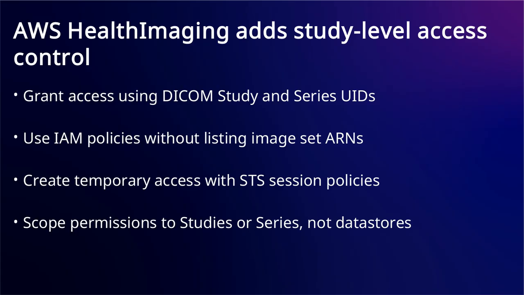You can create dynamic, temporary access grants using AWS STS session policies with low-latency authentication, enabling time-limited access for specific use cases. You can scope access grants to specific studies or series rather than entire data stores, providing protection for PHI. This supports use cases like pathologist case-level access, radiology study sharing with external partners, and controlled research data distribution.